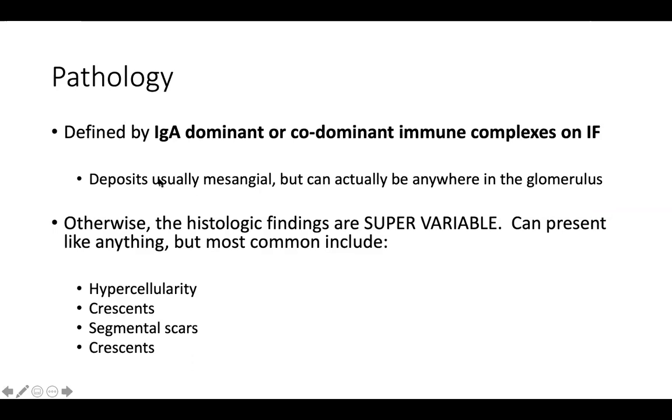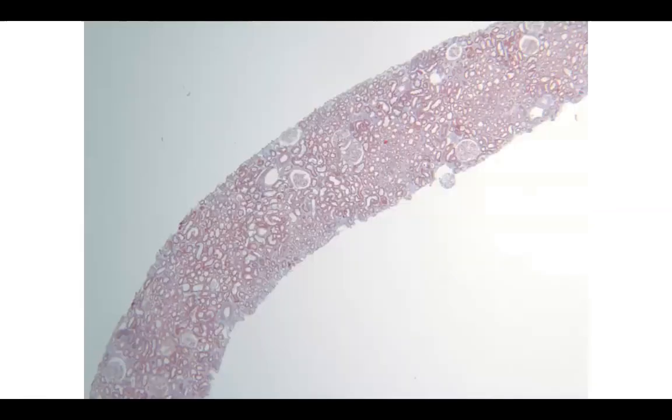Okay, so the deposits are usually in the mesangial area, but they can actually be anywhere in the glomerulus. And I already mentioned that. All right, so let's go through this. I won't have anyone turn your mic on, but go ahead and just look at this biopsy and just type into the chat, what stain is this and how does it look to you?